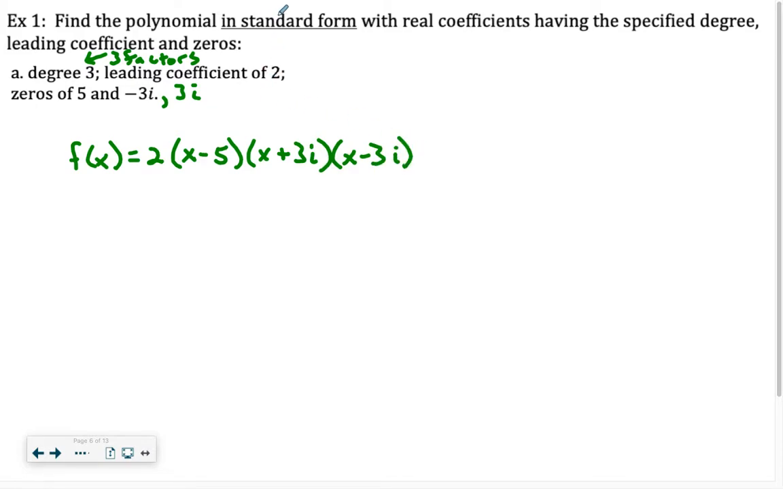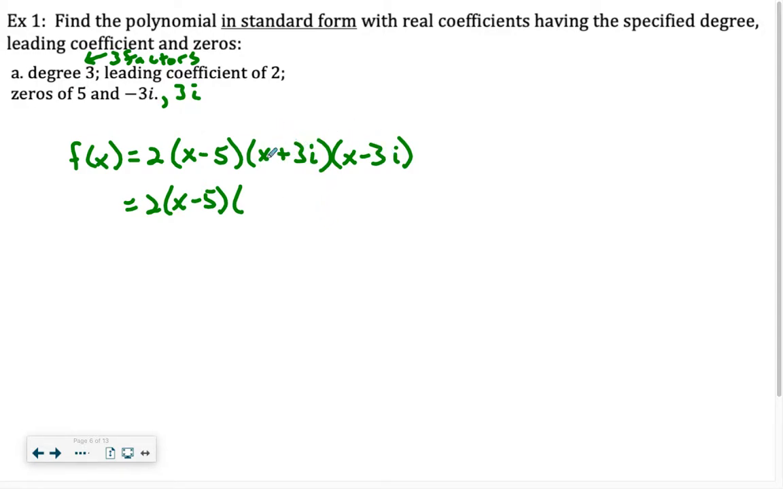Now, the directions do specify that we want to write this polynomial in standard form with real coefficients. What that means is we just want to multiply this out. When I multiply all of this out, I should not have any i's in my final answer. Every coefficient should be a real number. To do this, we are going to start by multiplying the 2 complex roots together. So I'm just going to leave this 2 times x minus 5 out here, and then I'm going to multiply these 2 together.